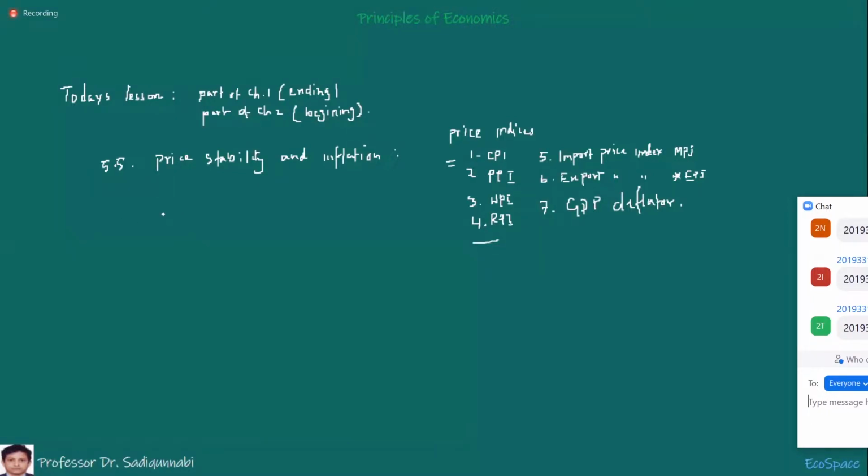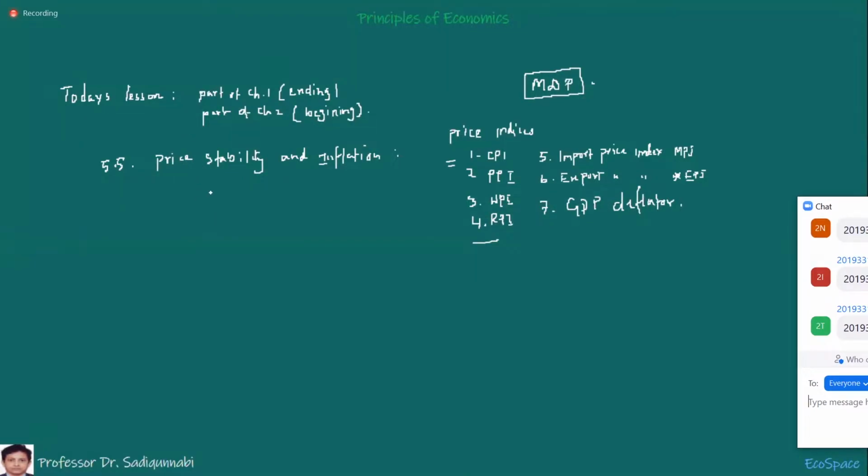Now, price stability is ensured by the central bank. I said that the central bank supplies money, so M is proportional to price. When the central bank regulates money supply, it directly or indirectly regulates price. This is how price stability is ensured. But in order to stabilize price, we need to know how to measure price. So CPI is one of the different price indices, and from CPI we can measure inflation.